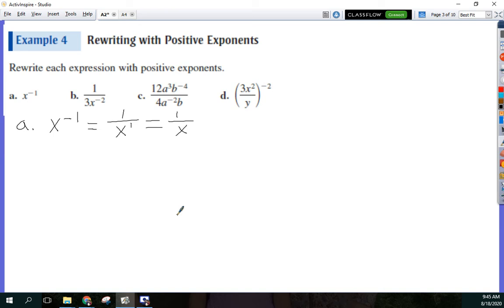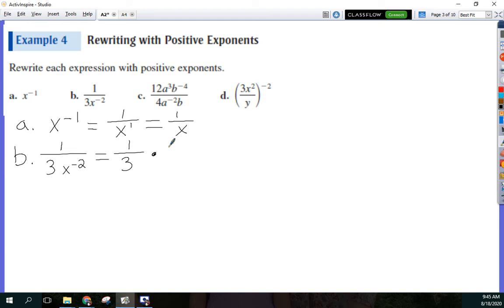Now, looking at that problem, I don't have anything else that I can simplify. I have all positive exponents, and so we did what the instructions asked us to do, so that is my final answer. On question number B, I have 1 divided by 3x to the negative second. Again, we have a negative exponent, but notice this time we have two different parts. That negative is only being applied to the x.